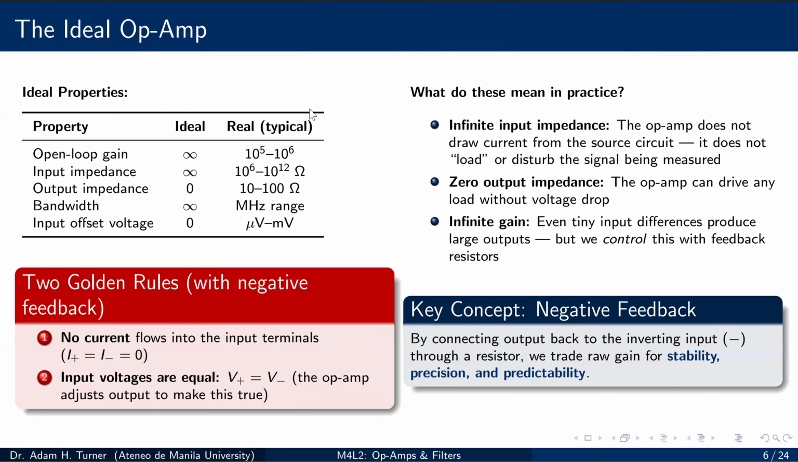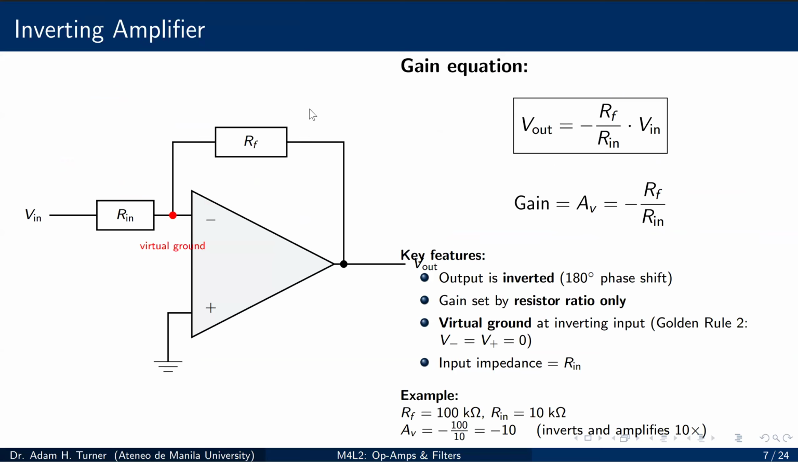Okay. So the inverting amplifier is the most common op amp configuration. So we look at the circuit. The input signal comes through Rin to the inverting input.